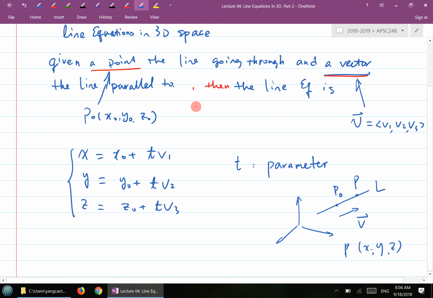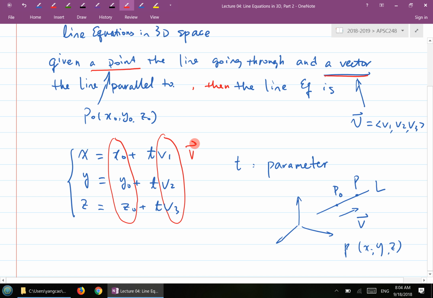Now from here, as I typically emphasize, this is one direction, right? For a certain question, what's the line equation? Then you need a point and you need a vector that is parallel to the line so that you can create this line equation. As you can see here, this is your point P naught, and here is your parallel vector V. That's how you can construct a line equation.